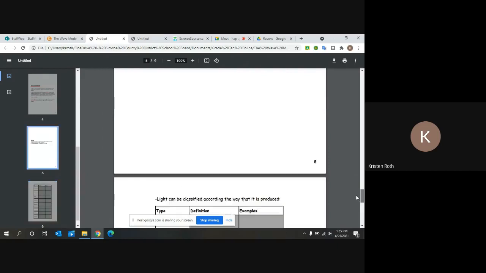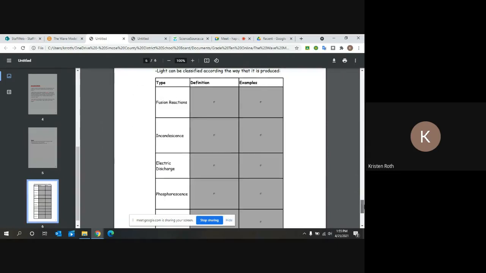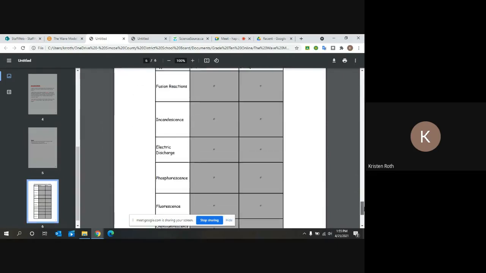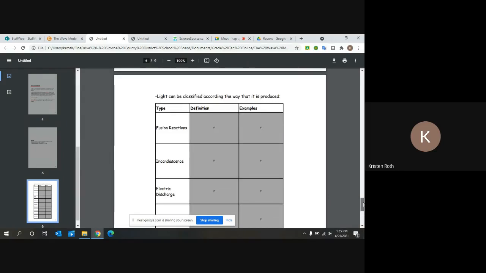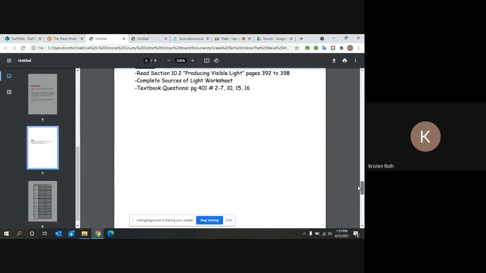So using the textbook, all right? I'm showing here: producing visible light, pages 392 to 398. Complete the sources of light worksheet. You don't have to do the questions. I just want you to be able to fill out this chart with the definition of what the different types of lights are and an example of each. And I just gave you a couple.